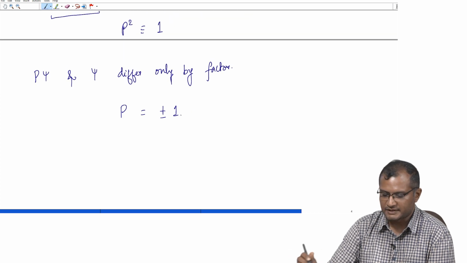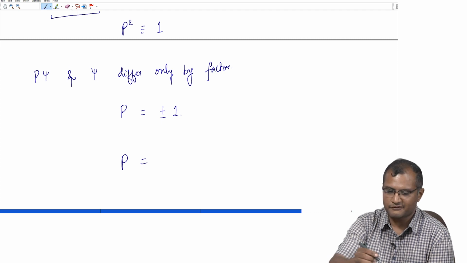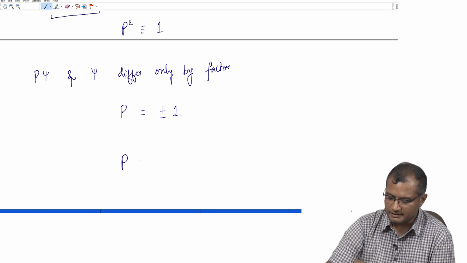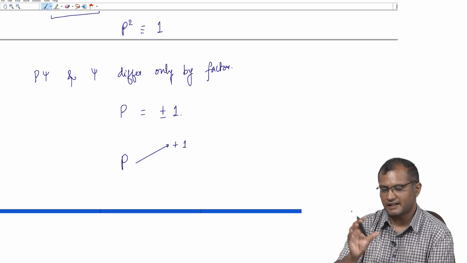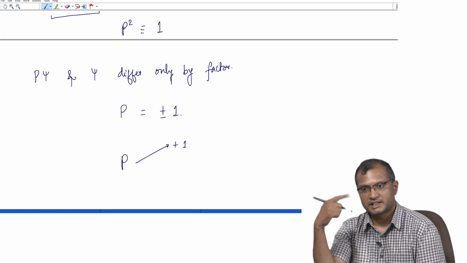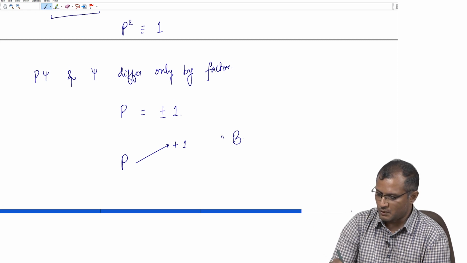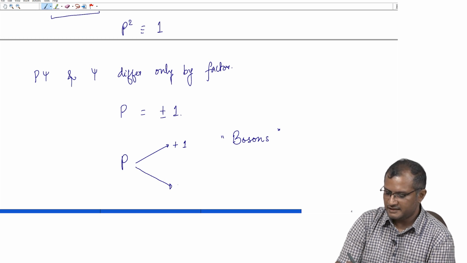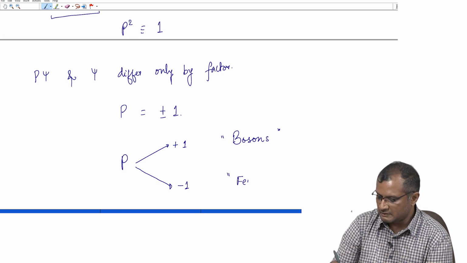Now, this leads to two definitions. You can define particles, or a system of particles, for which the action of the parity operator on the whole system gives an overall positive sign, which means it is not affecting the system, as a system of bosons. And define the other type, since there are only two possibilities, plus and minus 1, as a system of fermions.